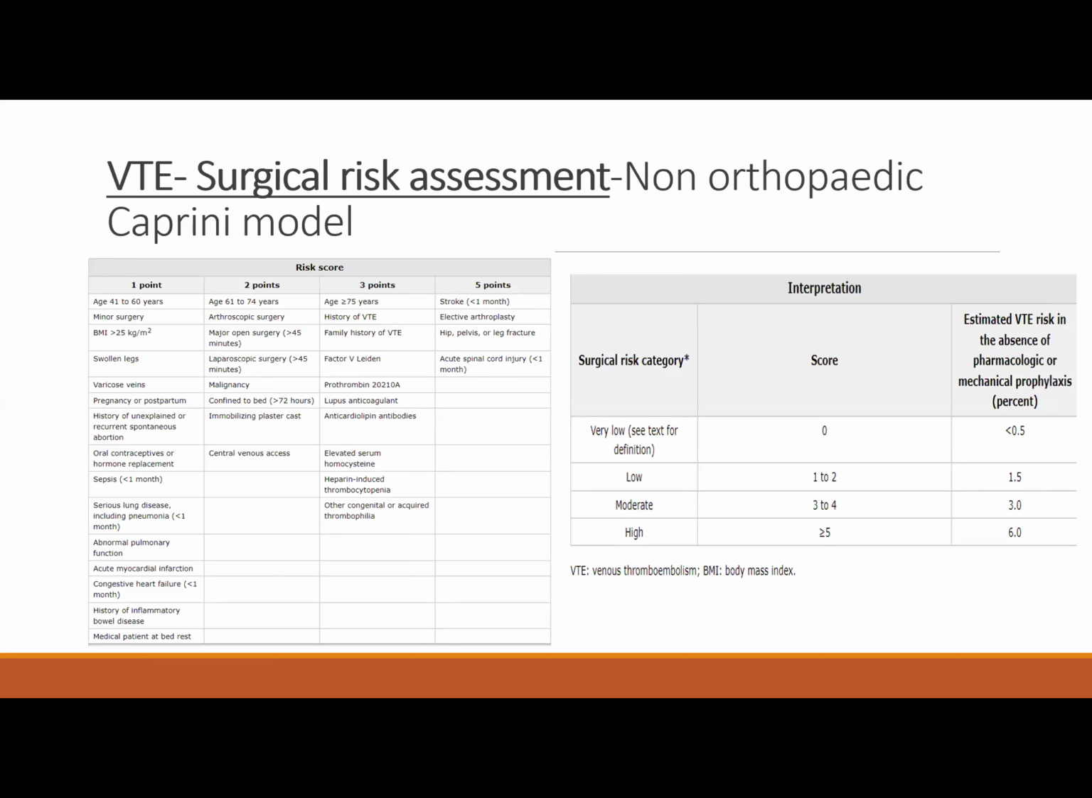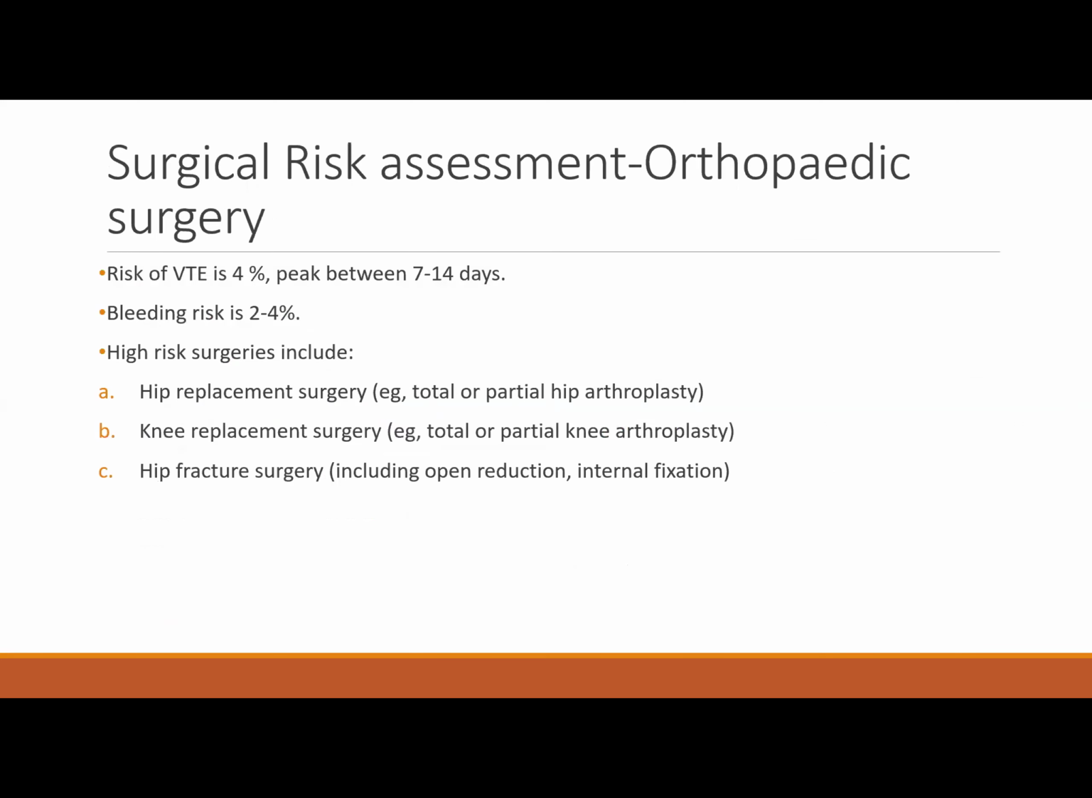We come to the surgical risk assessment, for non-orthopedic patients, which is done by the Caprini model. Similar to the medical patients, the surgical risk is categorized into very low, low, moderate, and high risk. The incidence of symptomatic VTE ranges from 0.5% in the very low risk category to 6% in the high risk category. In all these patients, we need to remember we are only accounting for symptomatic VTE presentations.